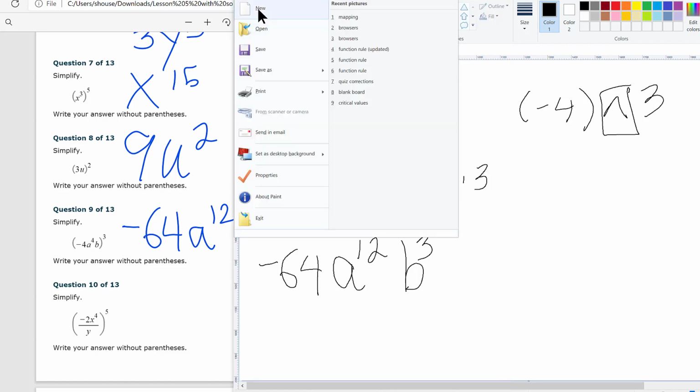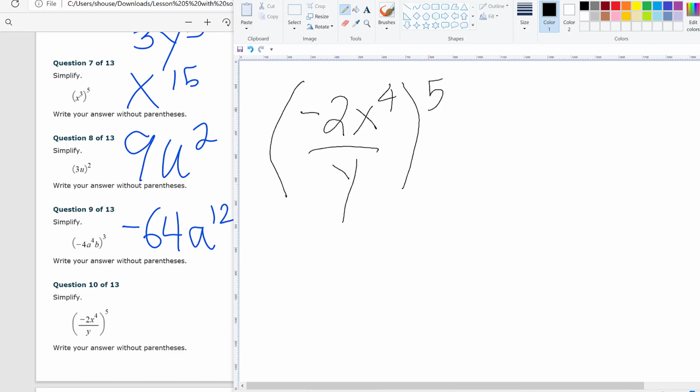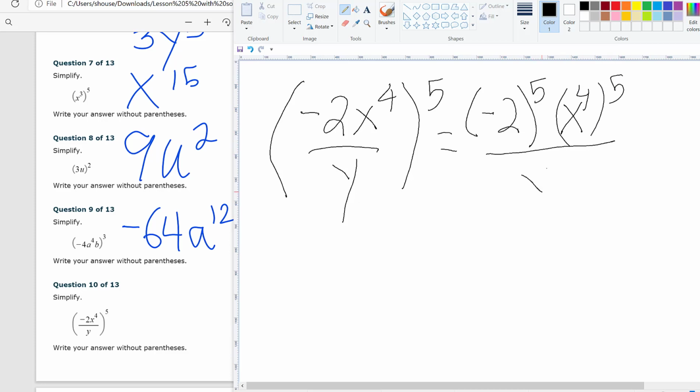Number 10. So now we have a fraction raised to a power. It's going to be very similar to the product, like these last two raised to the power. What you're going to find out is, instead of writing this thing 5 times, I'm going to need to raise each factor of the numerator to the 5th and the factor in the denominator to the 5th.